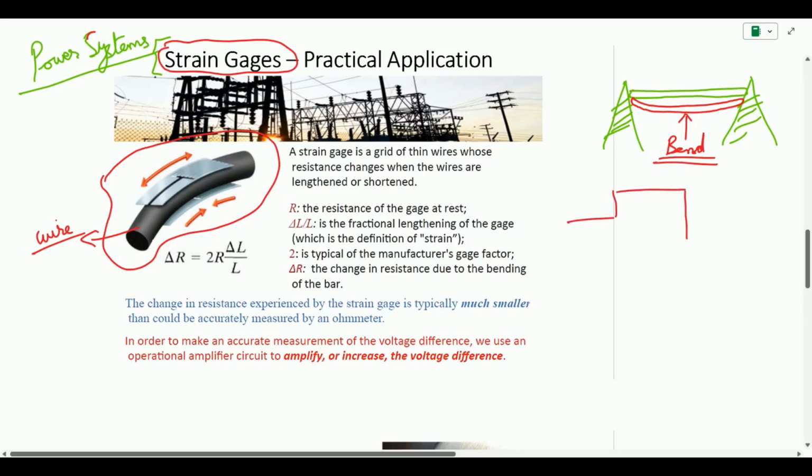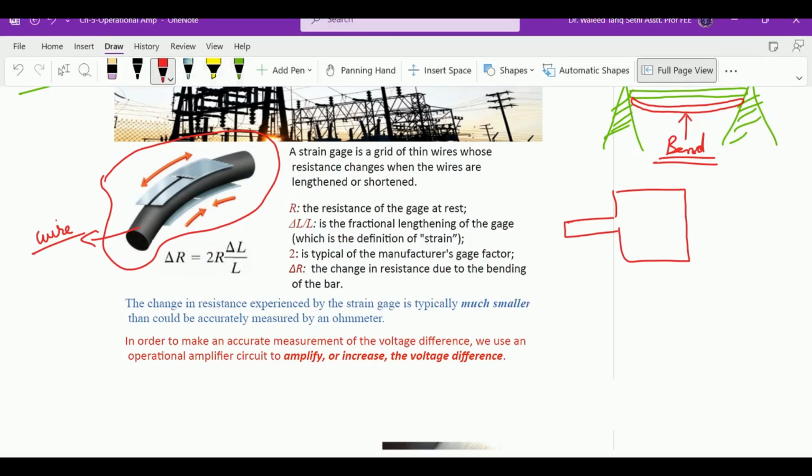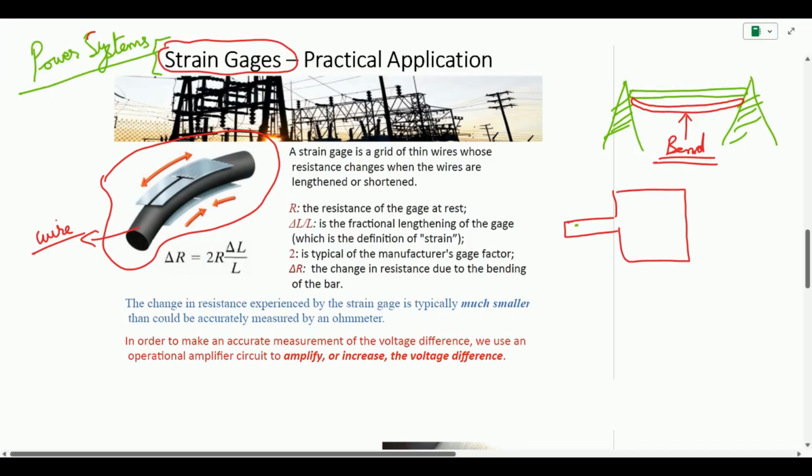So it is like a rectangular piece where inside you have the input points, and then you have multiple copper wires in this meander form, and then the signal goes out from here. So this is the input and output terminals, and these are the conducting wires, and all this is placed on top of any flexible material. It can be a PCB as well. So here is the strain gauge shown.